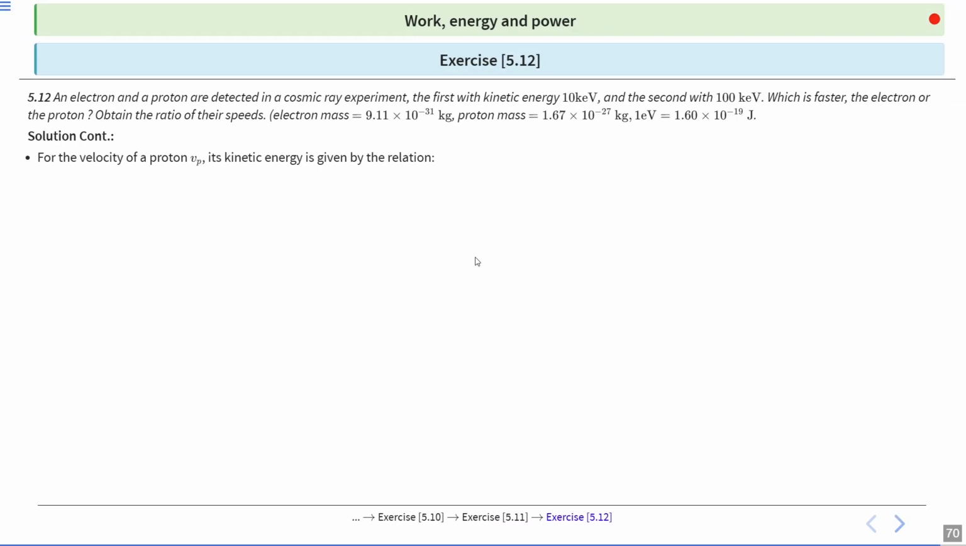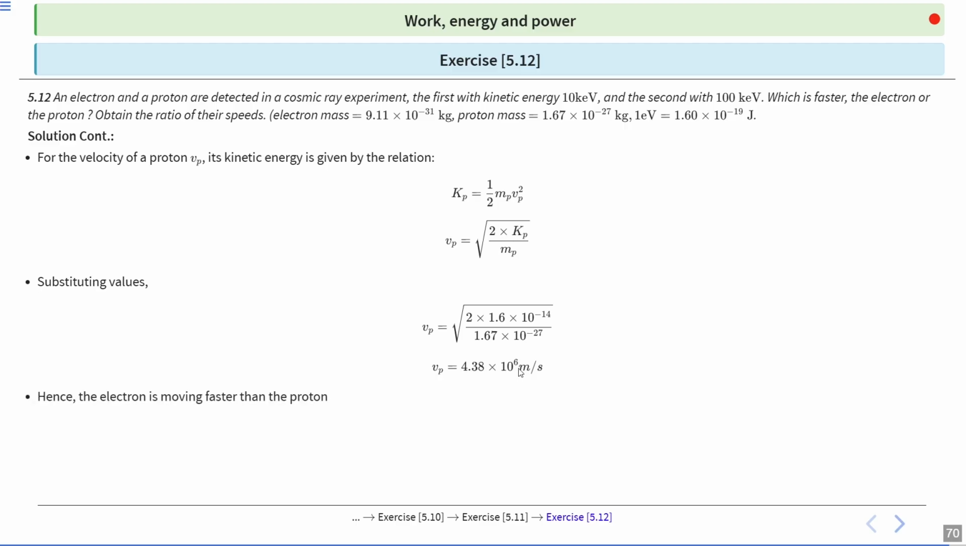Now for the velocity of the proton, its kinetic energy is given by half mv square. This is for the proton. Similarly, velocity of the proton is under root 2 into Kp divided by mp. So substituting the values, you will get Vp is equal to under root 2 into 1.6 into 10 raised to the power minus 14 divided by 1.67 into 10 raised to the power minus 27. So solving this, you will get 4.38 into 10 raised to the power 6 meter per second. So hence the electron is moving faster than the proton. Clear?